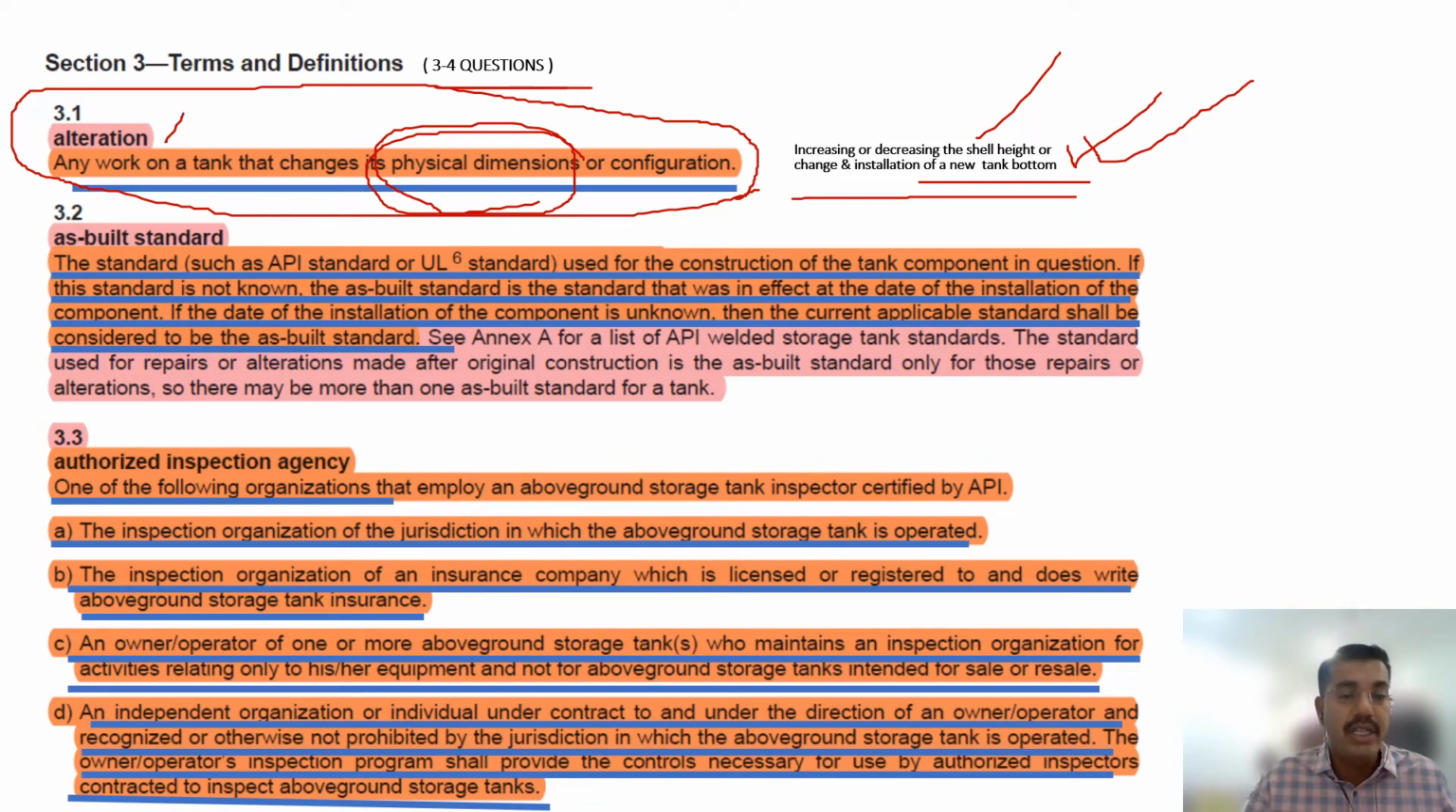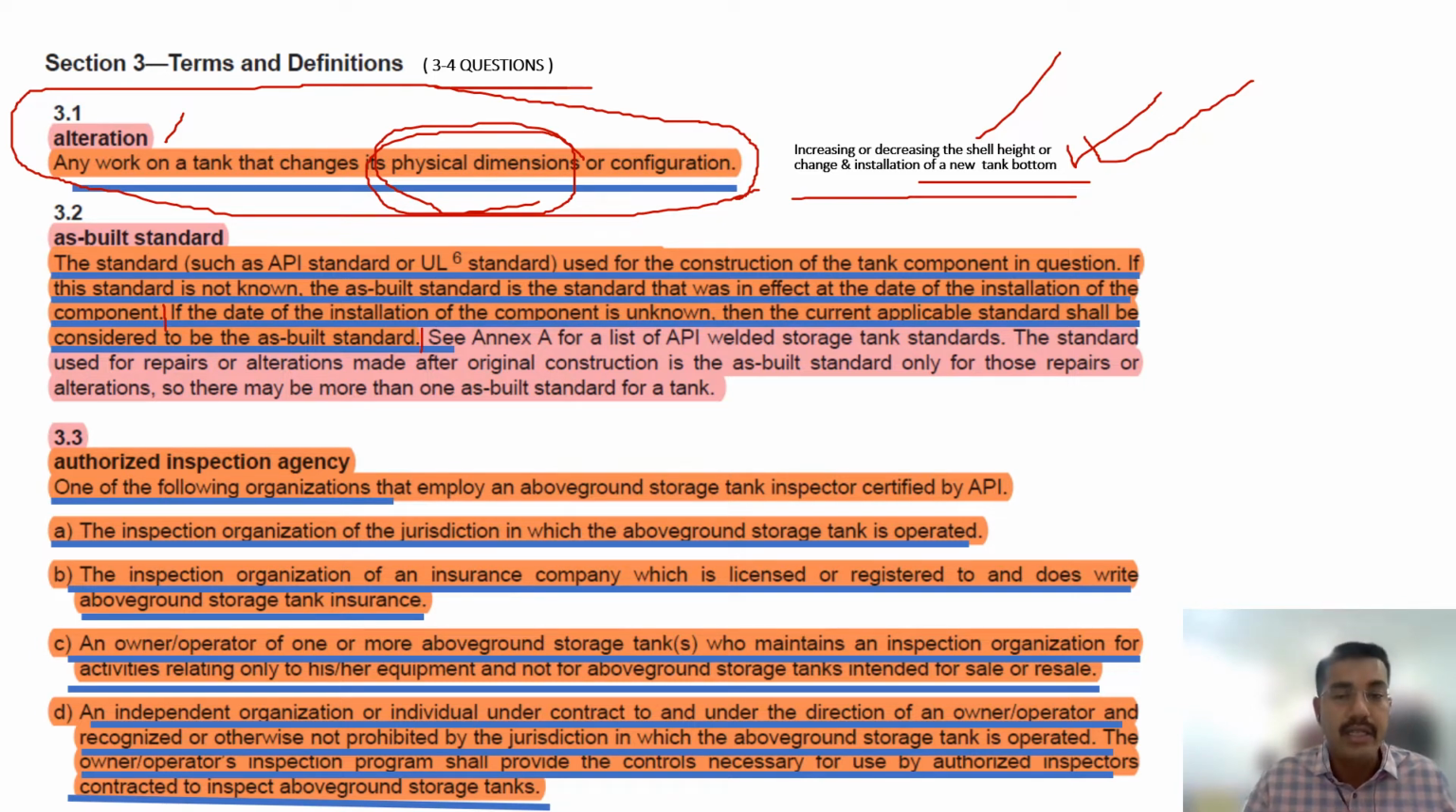As-built standard. Just a few minutes back we were discussing what is as-built standard. The standard, such as API standard or UL standard, used for the construction of the tank component in question. If the standard is not known, the as-built standard is the standard that was in effect at the date of installation of the component. If the date of installation of the component is not known, then the current applicable standard shall be considered as the as-built standard. There are three terms.